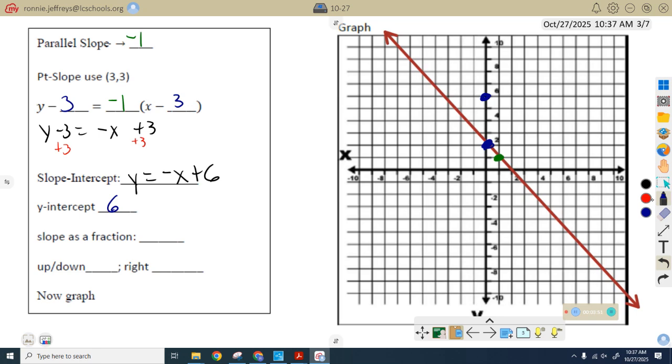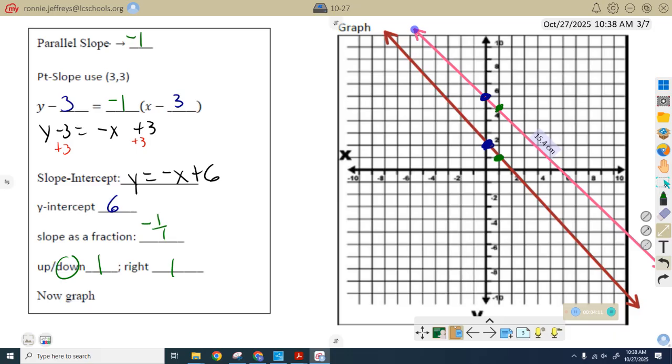All right. Slope as a fraction. Still -1 over 1, so that's down 1 to the right 1. All right. So it should look a little something like that.